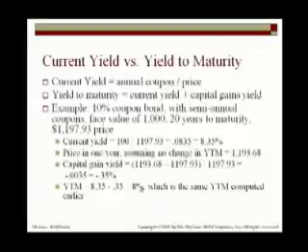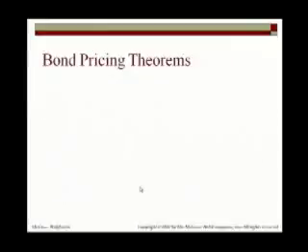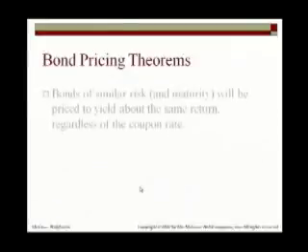This can also be very useful to help you think about, well, am I in the ballpark here? For example, since this is a premium bond, I know that the yield to maturity has to be less than the current yield. So if you have a premium bond, the yield to maturity is always going to be less than the current yield. If you have a discount bond, the yield to maturity is going to be greater than the current yield. So that gives you another mental check to see where the price of the bond is, where the yield is.